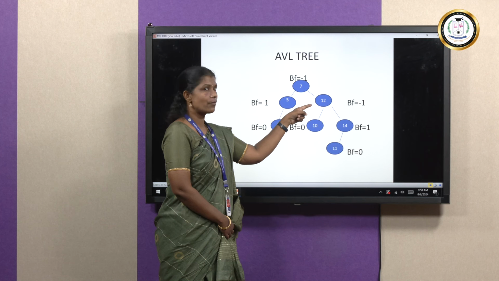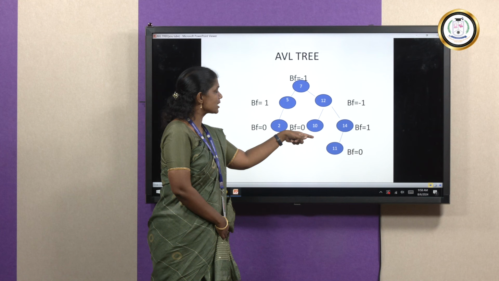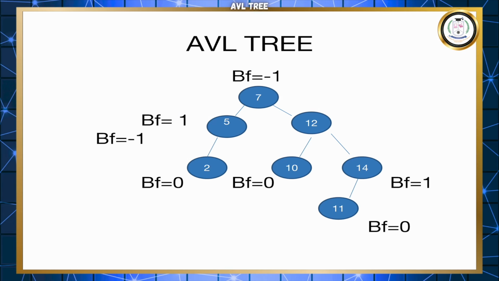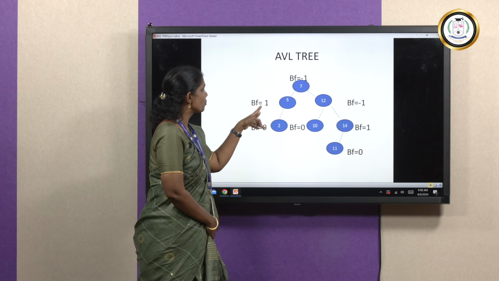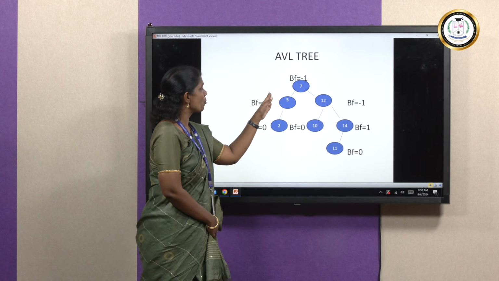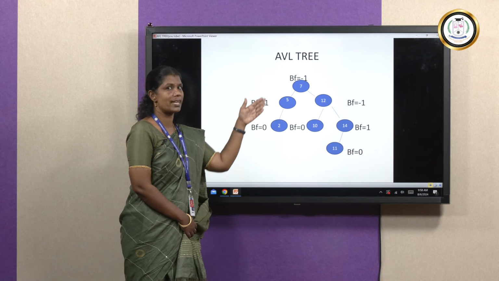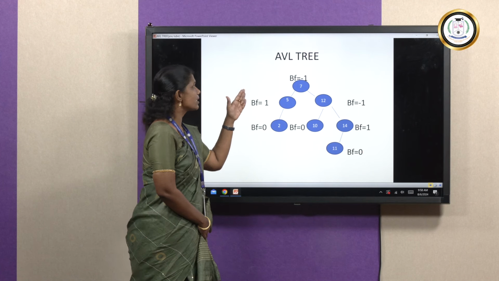Then the balance factor value for this 12. Here the height of the left subtree is 1 and the height of the right subtree is 2. So 1 minus 2, that value is minus 1. Then the balance factor value for this 5: the height of the left subtree is 1 and the height of the right subtree is 0, so the balance factor value is 1. Then we find the balance factor value for 7. The height of the left subtree is 2 and the height of the right subtree is 3. So 2 minus 3, that value is minus 1. Here all the values are between 0, 1 and minus 1. So this tree is a balanced tree. So this is a self-balancing AVL tree.